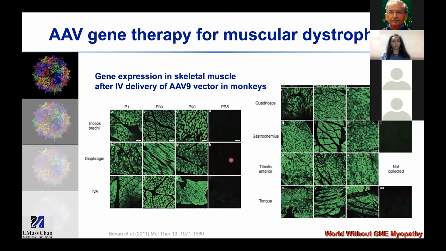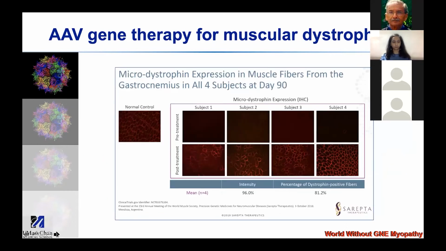And you can see here a monkey that was injected with vehicle, meaning phosphate buffer saline, where the vectors are made or formulated. There is no presence of the green fluorescent protein. And if you look throughout multiple muscle groups throughout the body, you can see extremely high efficiency gene transfer to many, if not all, types of muscles that have been analyzed. So obviously, AAV9 has become one of the vectors that is being used for gene transfer to muscle.